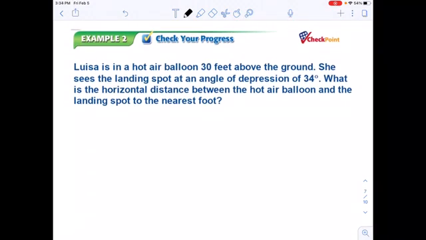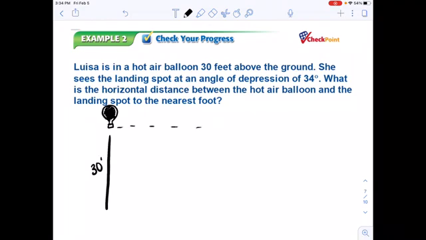All right. Another one that I had to draw a picture. Louisa is in a hot air balloon 30 feet above the ground. She sees the landing spot at an angle of depression of 34 degrees. What is the horizontal distance between the hot air balloon and the landing spot to the nearest foot? Very similar to the last one. We have a hot air balloon. If you're artsy, you can make these really pretty, I guess. That's not a very good hot air balloon. There we go. She is 30 feet above the ground.